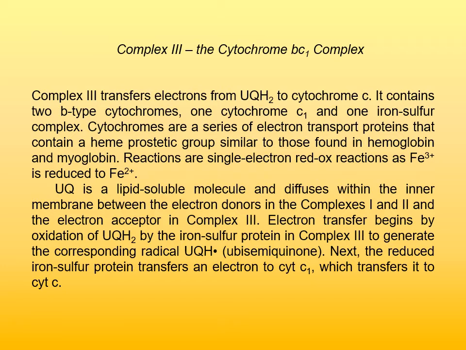2+. Ubiquinone is a lipid-soluble molecule and diffuses within the inner membrane between the electron donors in complexes 1 and 2 and the electron acceptor in complex 3. Electron transfer begins by oxidation of dihydroubiquinone by iron sulfur protein in complex 3 to generate the corresponding radical, UB-semiquinone, and next the reduced iron sulfur protein transfers an electron to cytochrome C1, which then transfers it to cytochrome C.